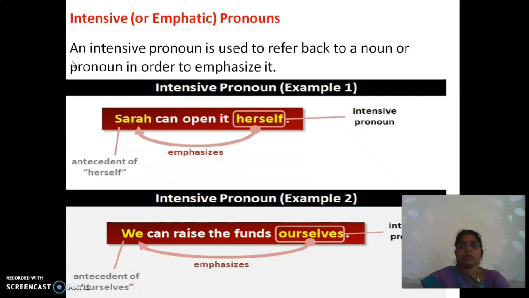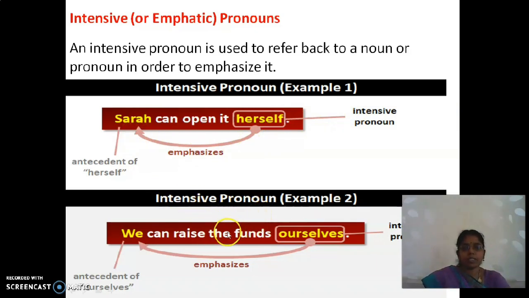Sarah can open it herself. Herself is an intensive pronoun here. Herself emphasizes Sarah. Emphasizes means adding extra, talking more about it. You found the meaning? Good. Now you will be clear about emphasize. Talking more. Sarah can open it herself. Herself is an intensive pronoun here and herself emphasizes Sarah.